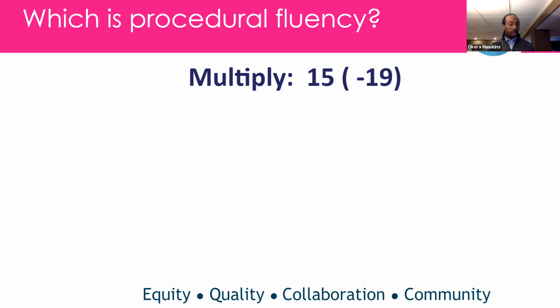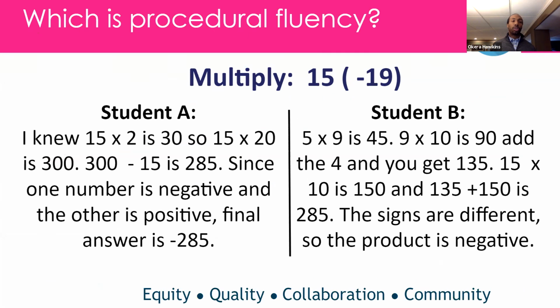All right. I want to share with you a quick example about fluency. There are two students, and the problem is students have to multiply 15 times negative 19. Student A is going to pop up on your left. Student B is going to pop up on your right. My question is, which student is showing you evidence of procedural fluency? I'll give you a moment to read both of these. When you're done, go ahead and drop the letter in the chat that you believe represents the student who is showing you evidence of procedural fluency.